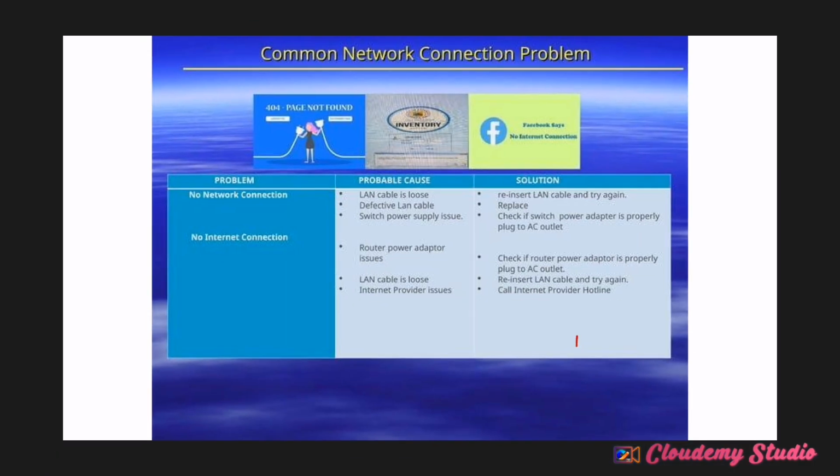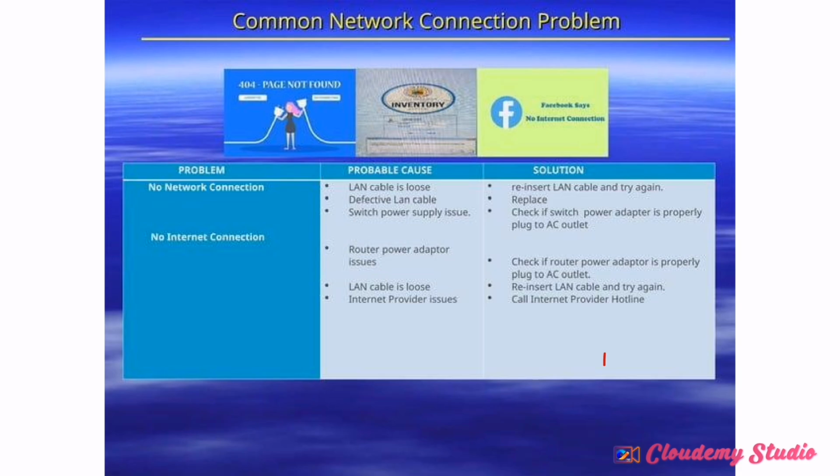So we have common network connection problems. As you can see, we have a disconnection of network. So a problem, then the cause of the problem, and the solution. Number one, no network connection. What could be the solution?